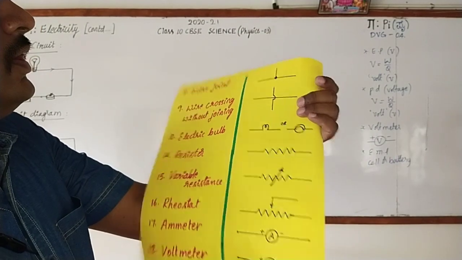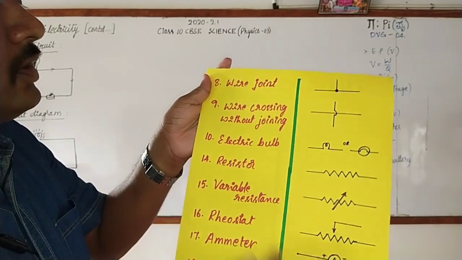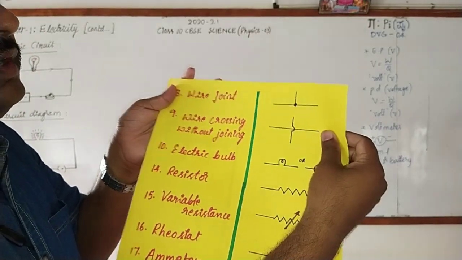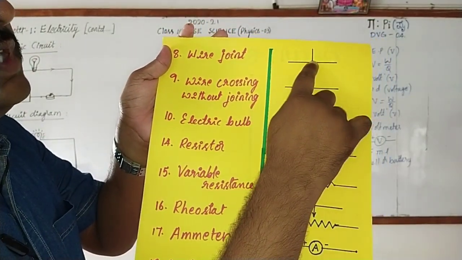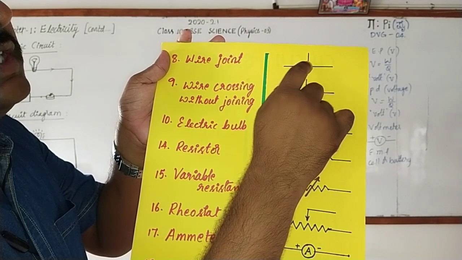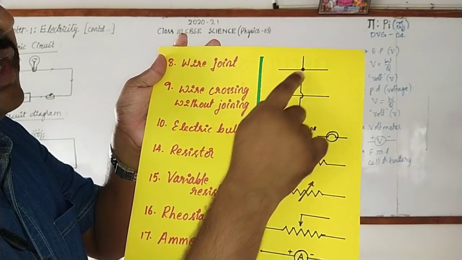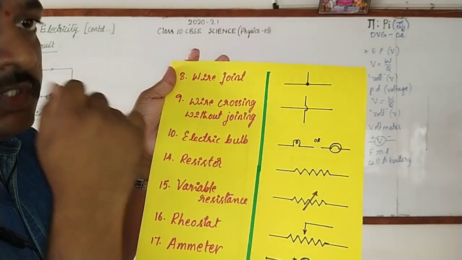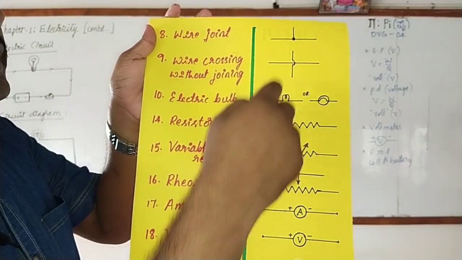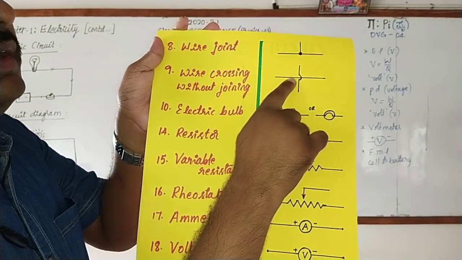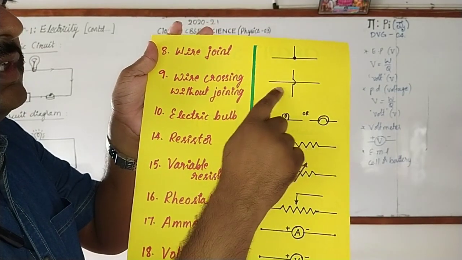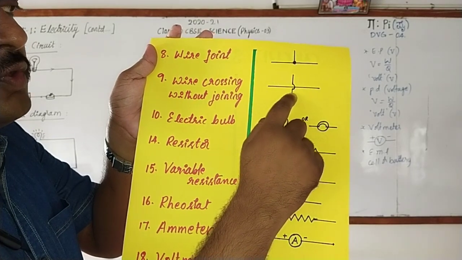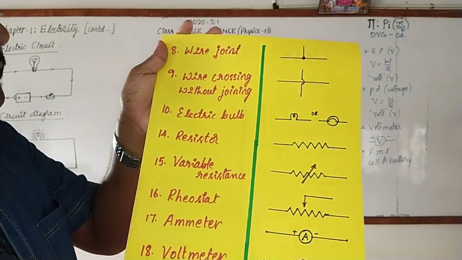Next, we have some more electrical components. 8th one, wire joint. See that here the wire has been taken. At this point the insulation is removed, then it is to be connected. This is a wire joint. Here, wire crossing without joining. Sometimes we take one wire over another, and to represent that, this is the symbol. We have drawn a line and another line is drawn with a curve.